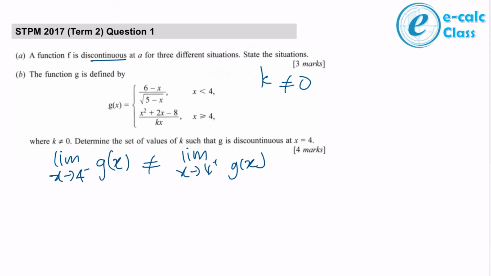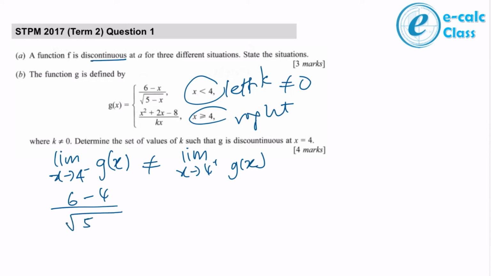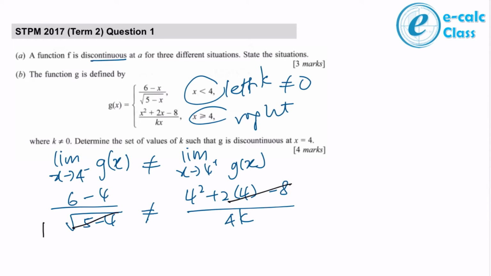So how are you going to do that? This is from the left, this is from the right. So just go ahead and plug in the values. 5 minus 4 is not the same as (4 squared plus 2 times 4 minus 8) over 4k. So this is 1. This and that can cancel. This is 16. 16 divided by 4 is 4. This is 2. So k equals 4 divided by 2, so it's 2. So k is not equal to 2. Oh, no, this is not the final answer.